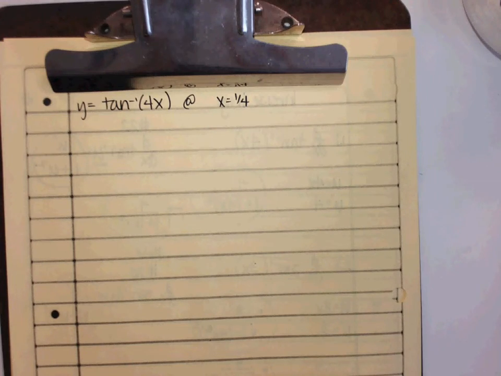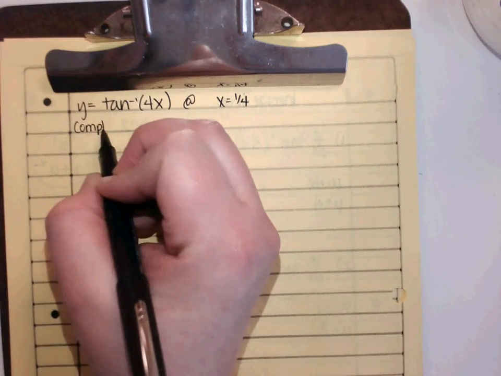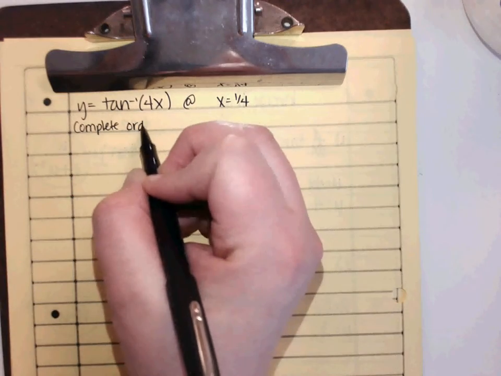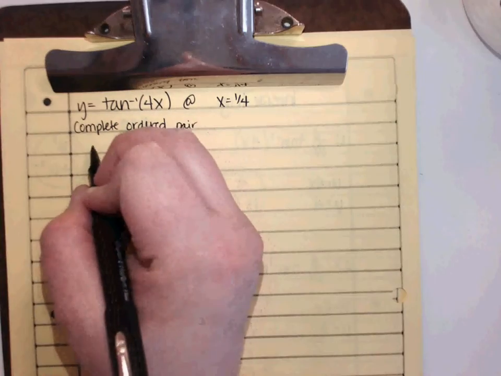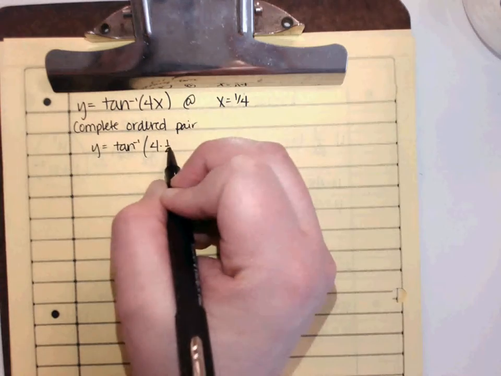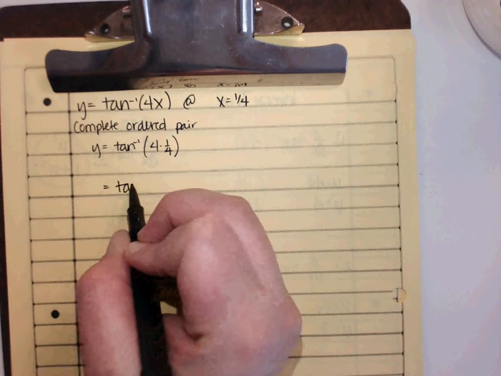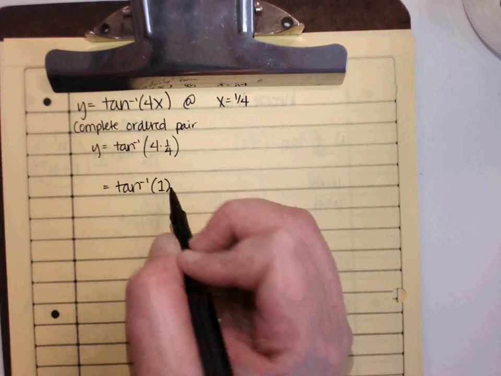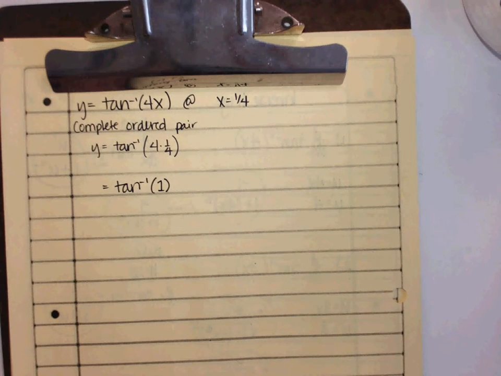Okay, so first thing I'm going to do is complete my ordered pair. So I'm going to plug in a fourth. So I want the inverse tan of 4 times a fourth, which is what you said, Yoshi? Inverse tan of 1. Now think about it, if I want to get 1, sine and cosine have to be equal, so they divide to 1. Where did we say that happens?